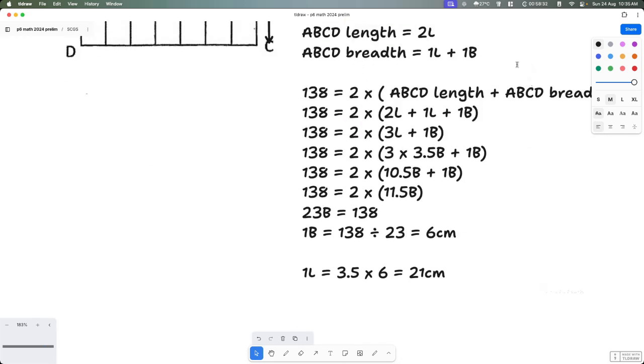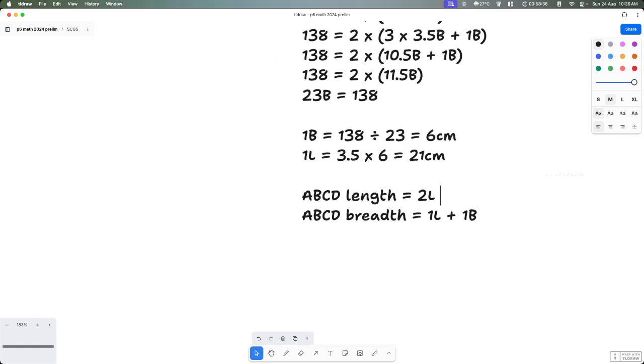So we want to calculate this as well. I'm just going to put this down. ABCD length 2L is equal to 2 times 21, which is equal to 42. And then breadth is 1L plus 1B, so 6 plus 21, which is equal to 27. Centimeters for both of these.